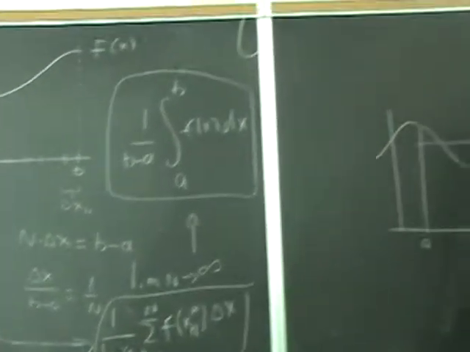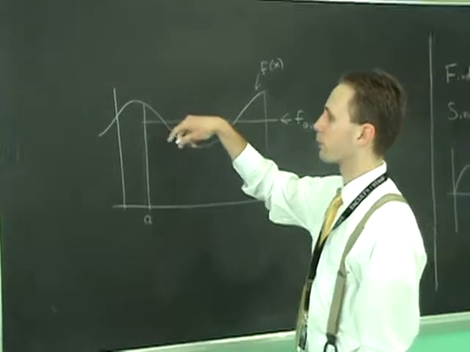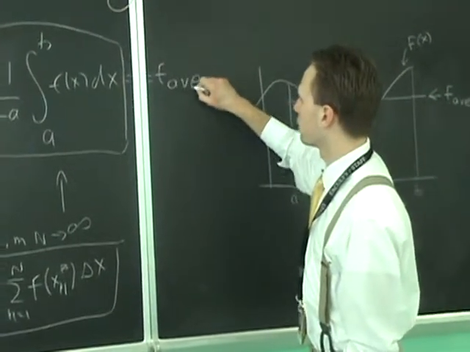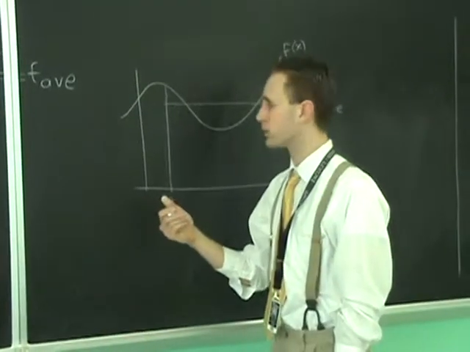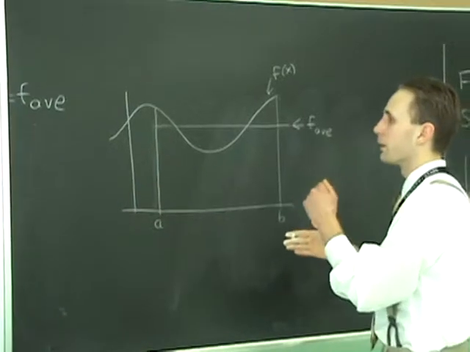Let me show you what that means. If you have a function here, rewrite this as equals f average. It's just some number. It's the average value, but it has a geometric interpretation too.